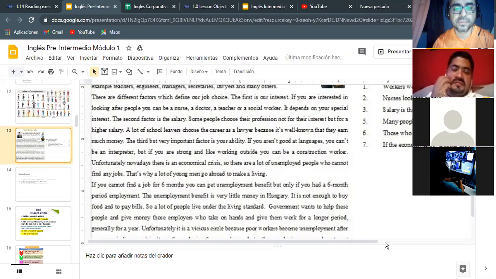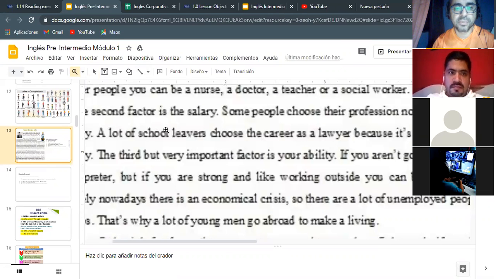No veo bien ese texto y no sé ni a dónde va. Lo vamos a hacer un poco más grande, aunque va a ser un poco más complicado estar moviendo la pantalla. ¿Lo alcanza a leer ahí? Sí, pero no lo veo bien. Qué raro. ¿Los demás lo ven bien? Yes, teacher.